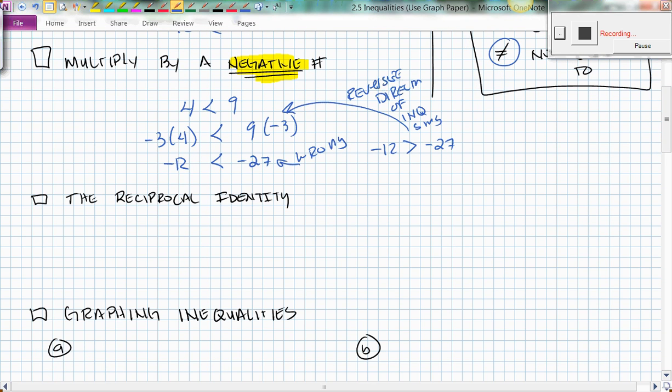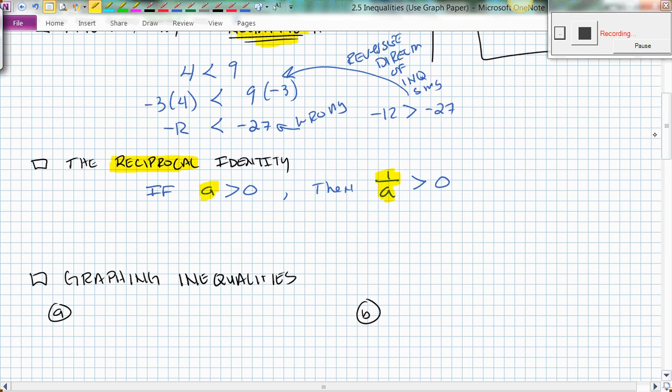Let's talk about the reciprocal identity. First, if a is greater than 0, then that means that 1 divided by a will also be greater than 0. So notice that this is the reciprocal of that, which is why it's called the reciprocal property, right? So if a is bigger than 0, then 1 over a is bigger than 0. So 1 is bigger than 0, right? 1's not a good one because the reciprocal is 1. How about 3? 3 is bigger than 0, right? So 1/3 is also bigger than 0. So that's what that is saying.